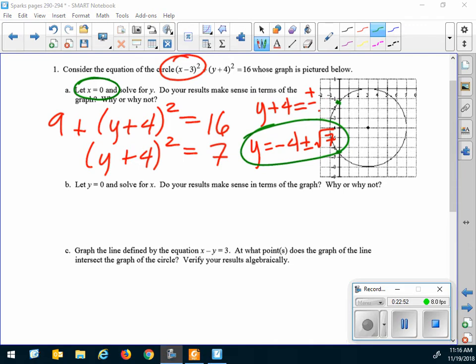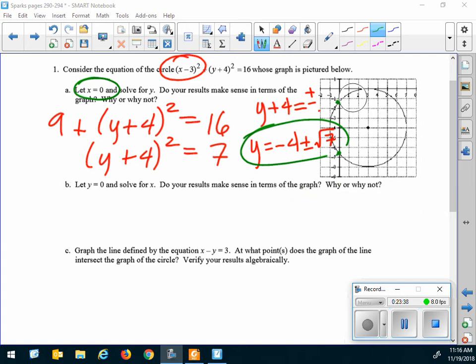Now, what I want you to put in your calculator is negative 4 plus the square root of 7, just on a blank screen. What's negative 4 plus square root of 7? Negative 1.3 something? Is that a reasonable estimate of one of the y-intercepts? Sure is. Do negative 4 minus root 7. Negative 6.6. Is that reasonable based on your graph? Yep. So you just found the y-intercepts. No big deal.